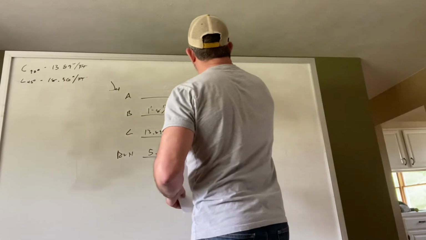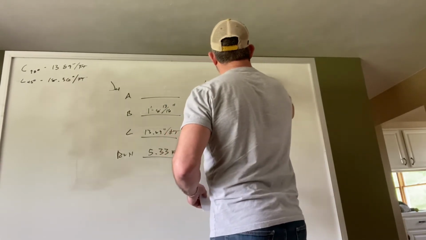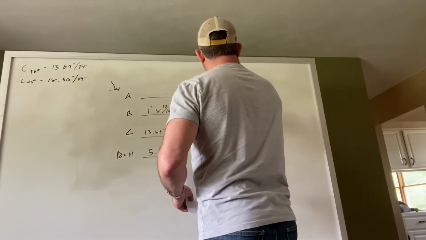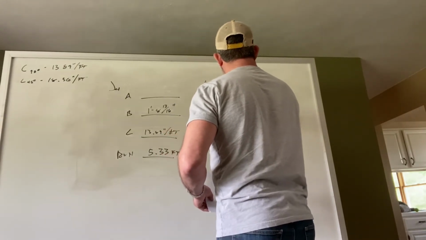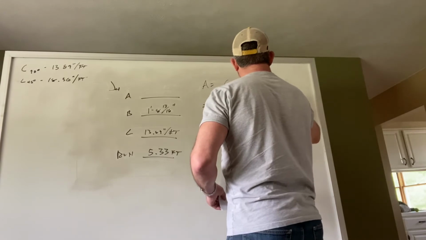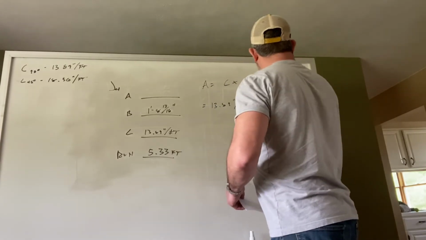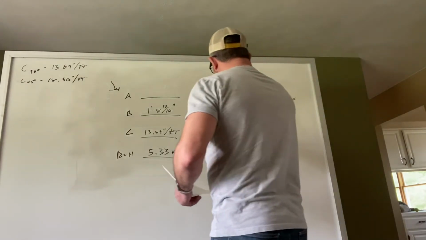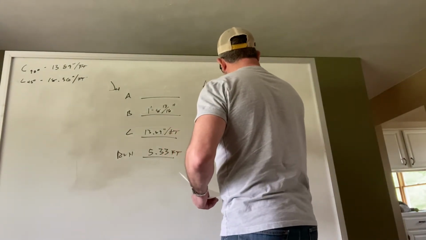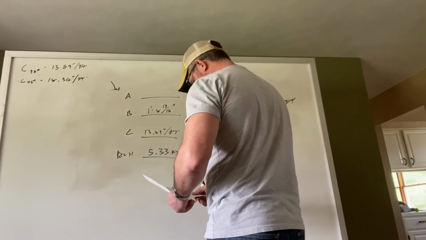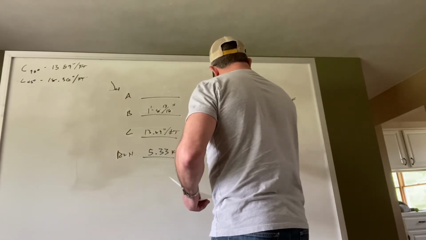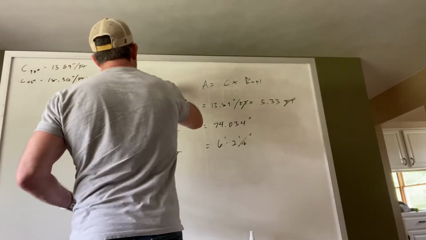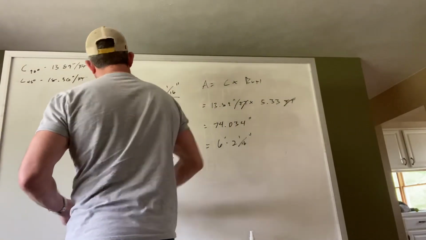So again, now all I have to do is A equals C times run, which equals my 13.89 inches per foot times my 5.33 feet. My feet are going to cancel, and I am going to get 74.034 inches, which works out to 6 foot 2 and 1/16 inches. Okay, so 6 foot 2 and 1/16.